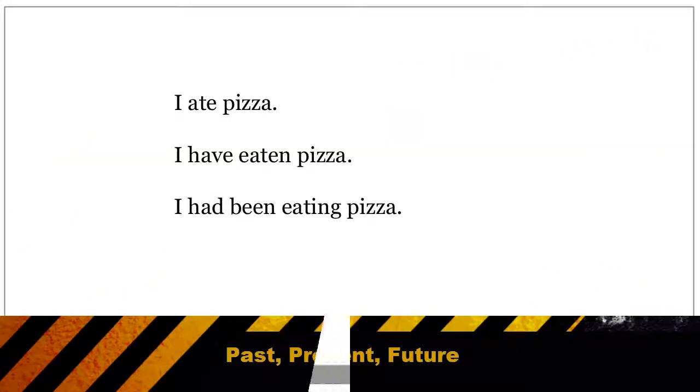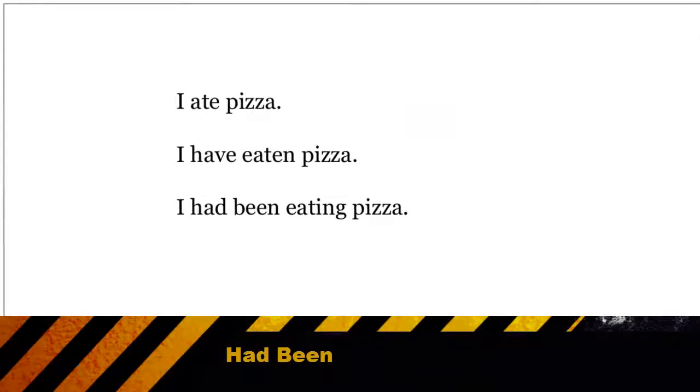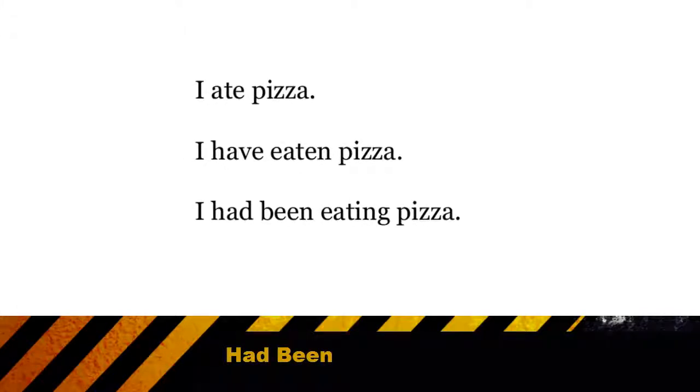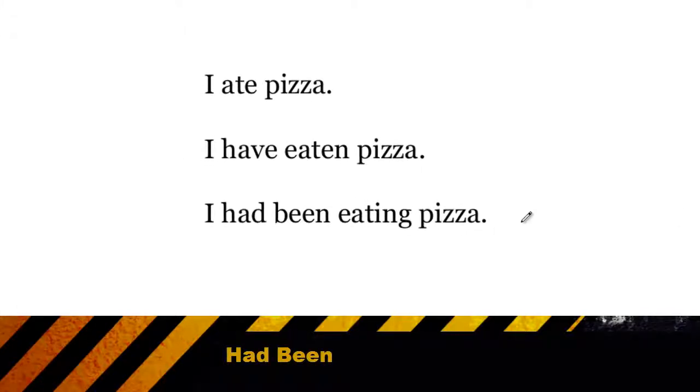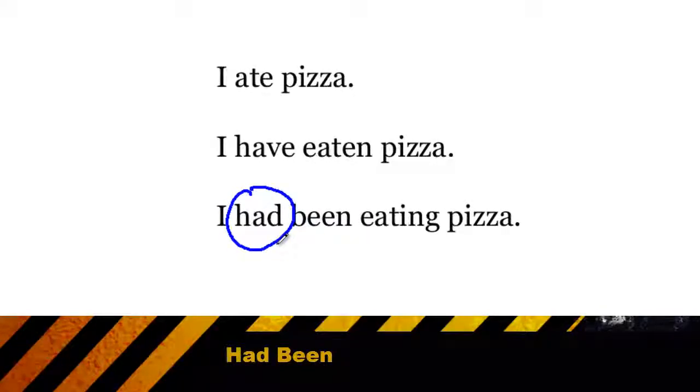I said before that all we really have to be concerned about is whether something is past, present, or future tense. And for the most part, that's true. It doesn't get much more complicated than that. However, there is one exception, and it has to do with the helping verb "had." When you have "had" as a helping verb, and a helping verb is a verb that comes immediately before another verb, so in this case, "eating," the "had been" is used to show that there were two actions that happened in sequential order and both happened in the past.